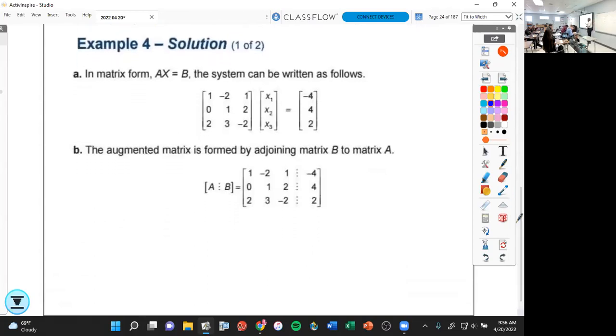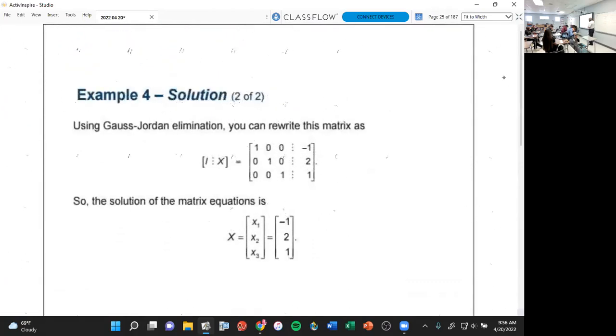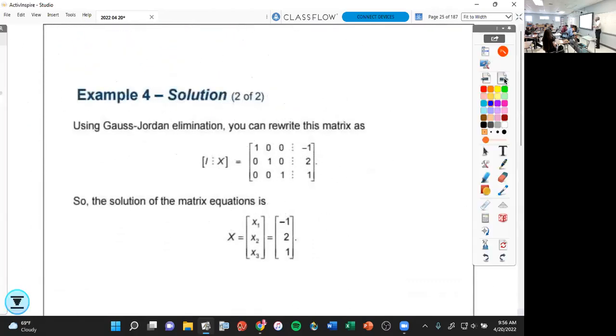Here's the augmented matrix that we could use to do the Gauss-Jordan. I'm moving on. I'm not going to spend the time going to another problem doing Gauss-Jordan, but after doing the Gauss-Jordan elimination, we come up with the identity on the left side, solution matrix on the right side, which means x1 is -1, x2 is 2, and x3 is 1. So by doing the Gauss-Jordan, we have solved the system of equations.